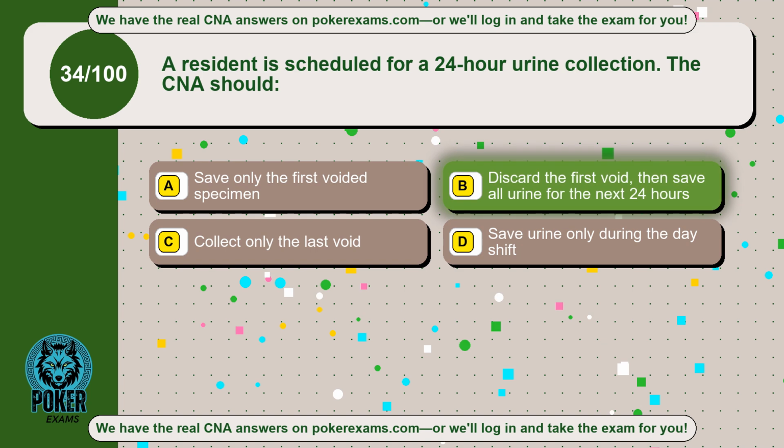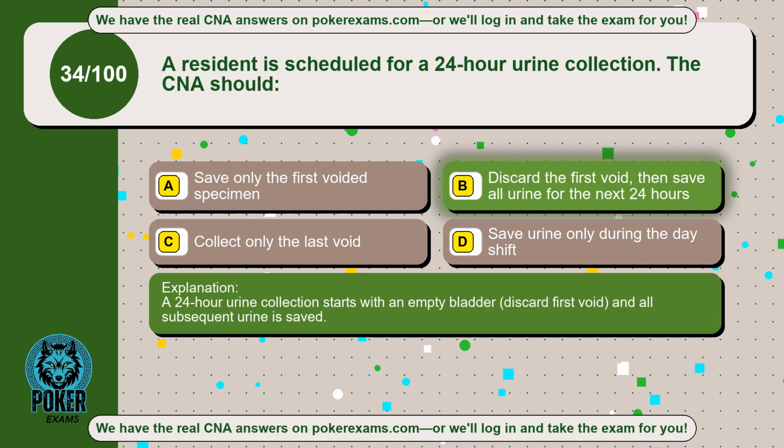The correct answer is option B. Discard the first void, then save all urine for the next 24 hours. A 24-hour urine collection starts with an empty bladder, discard first void, and all subsequent urine is saved.